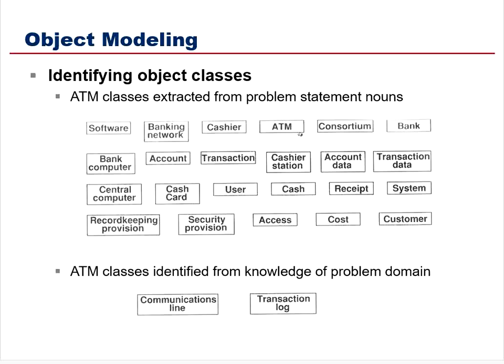Again, based on your knowledge of the problem domain. These are the ATM classes extracted from the problem statement. But when we talk about knowledge of the problem domain, some of the classes we have to identify related to the ATM are the communication line and the transaction log. So these are some of the identified object classes for the ATM.